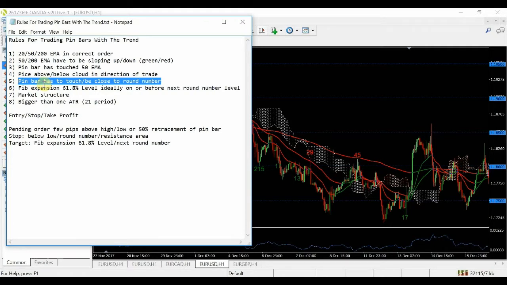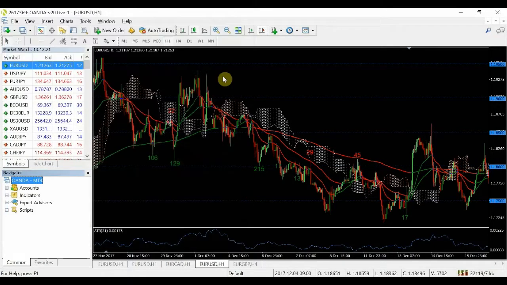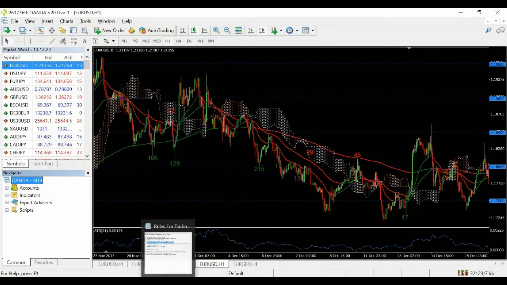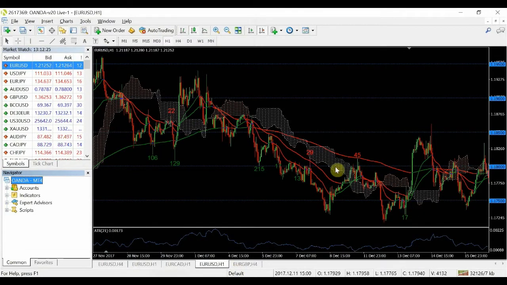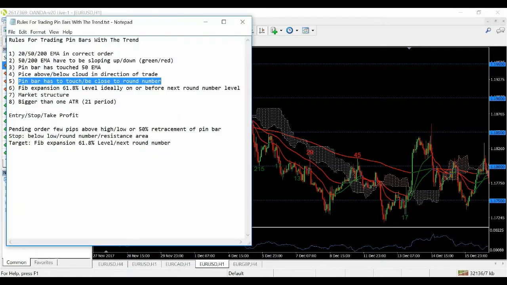So what I'll do is go through my rules relatively quickly, and then we'll go through all of these pin bars on here, which ones are valid signals, which ones are not valid signals, and we'll discuss them in a bit more detail.